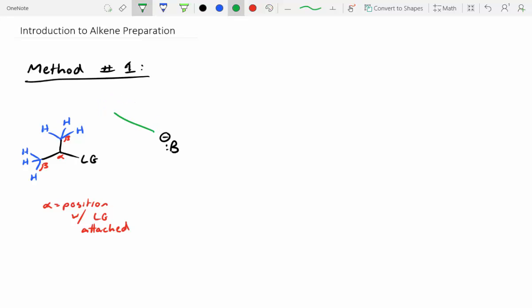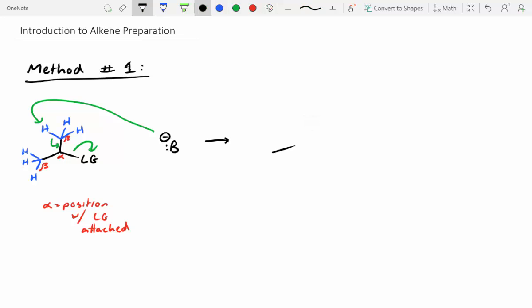Actually, let me change this. There we go. So we're going to grab this beta proton. And if we're going to steal that proton, this covalent bond has to go somewhere. So we're going to clamp that down between the alpha and beta position, form a new pi bond. And then last but not least, we're going to kick off this leaving group, all in one step. It's almost like dominoes. So you're grabbing that top beta proton, it falls down, forms a pi bond, and then kicks off that leaving group.